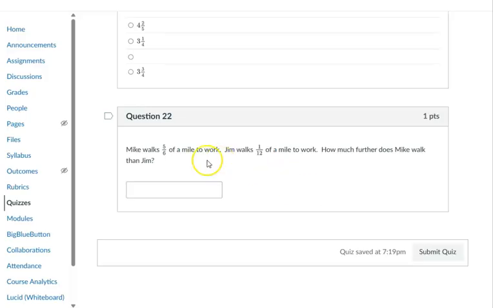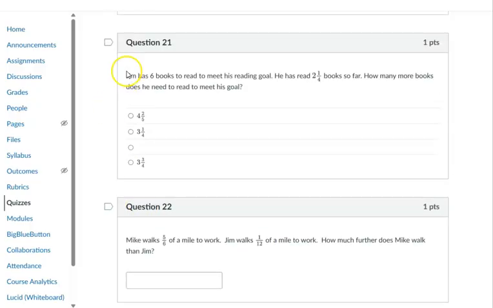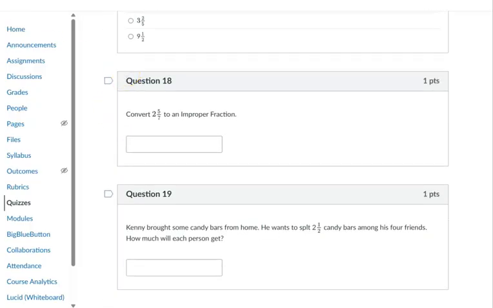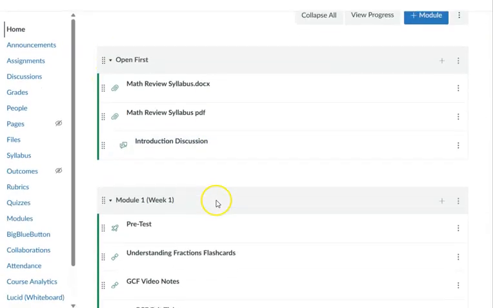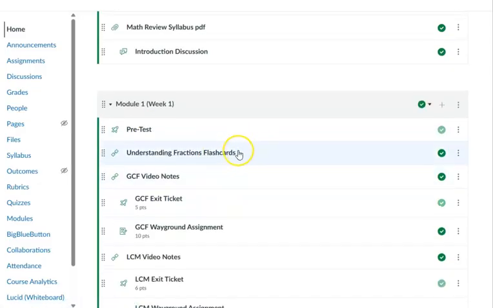The students must take the pretest before beginning the course materials, so they would have to take this test before moving on. Going back to the home section to see Module 1 again. After the students have taken the pretest, they would use the Understanding Fractions flashcard link. This is flashcards based on fractions, and they are made through Wayground.